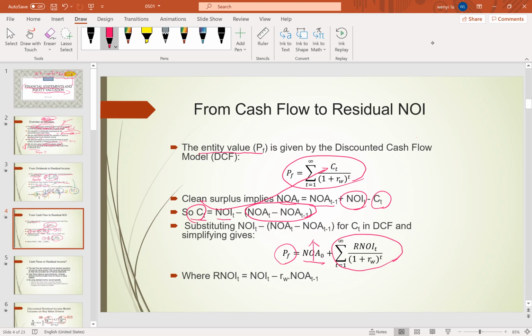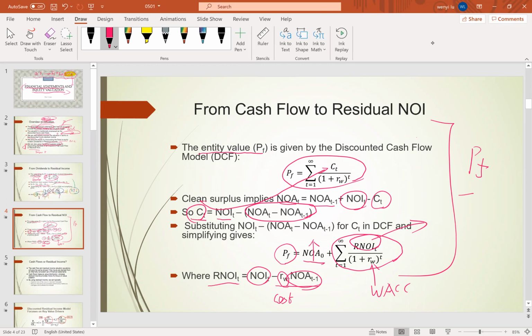Our discount rate here is the cost of capital, or you can say the weighted average cost of capital. This is the residual net operating income. Residual net operating income can be solved with the net operating income minus the cost of capital times the net operating assets in the last year. So this one is another way to get our equity values. We will solve the value for the whole entity, then minus the book value of the debt. Now we will get the value of the equity.